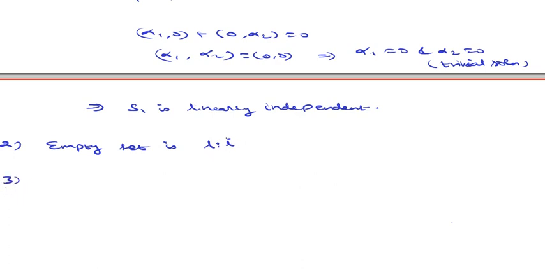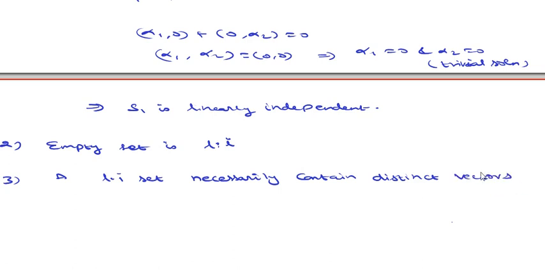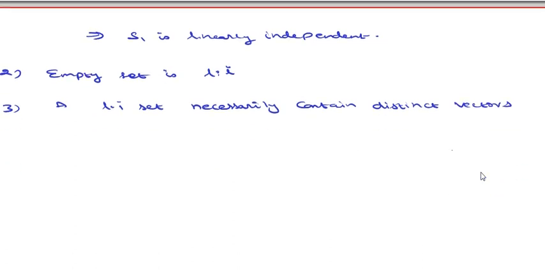And third property, a linearly independent set necessarily contains distinct vectors. So in a linearly independent set, the elements will not be repeated.